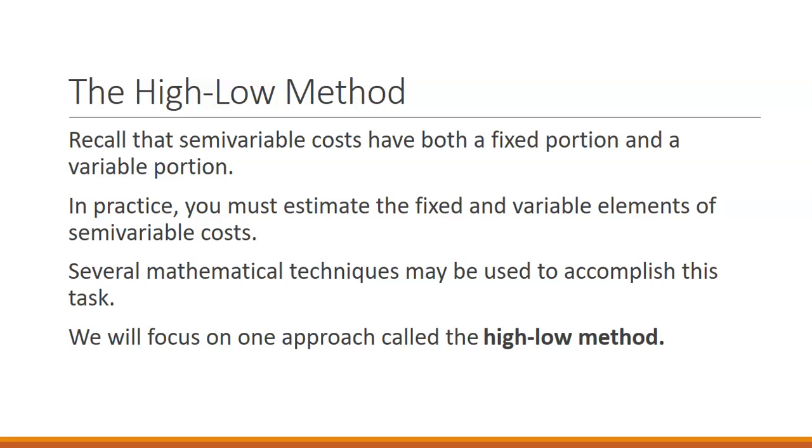So the formula for mixed costs is y equals mx plus b, with m being the variable cost and b being the fixed cost portion. X is the number of units and y is total cost. You might remember that equation from math class when you're looking at equations of a line.